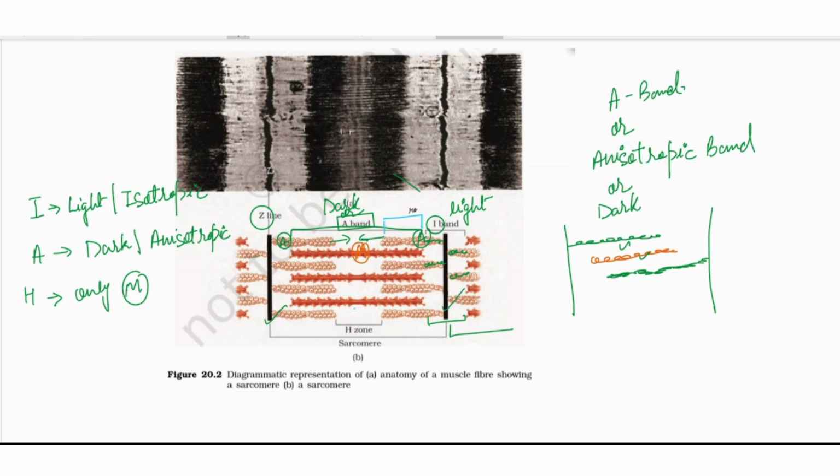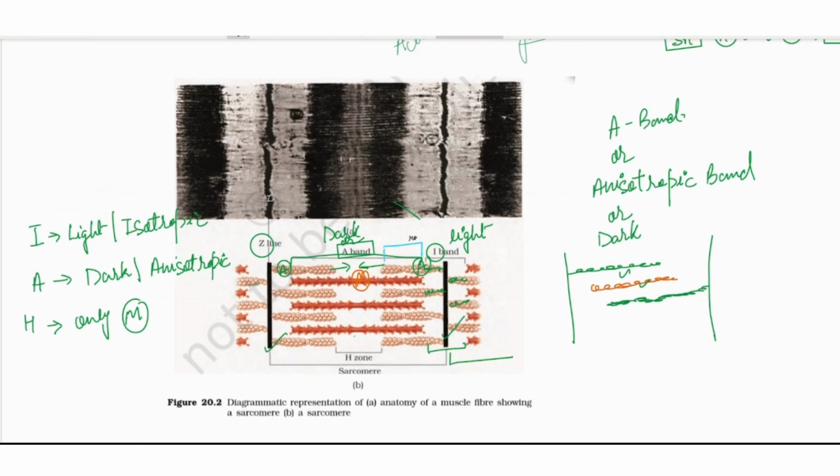Here you can see the same thing in one zone, like here and here. You can notice this is the Z line. In the center there is the A band. This is the A band, and here only the actin, and here actin and myosin both. From here actin is coming and here is the overlapping, and in the center there would be the myosin, right? So myosin and actin both are present, that is showing the dark band in this particular area.